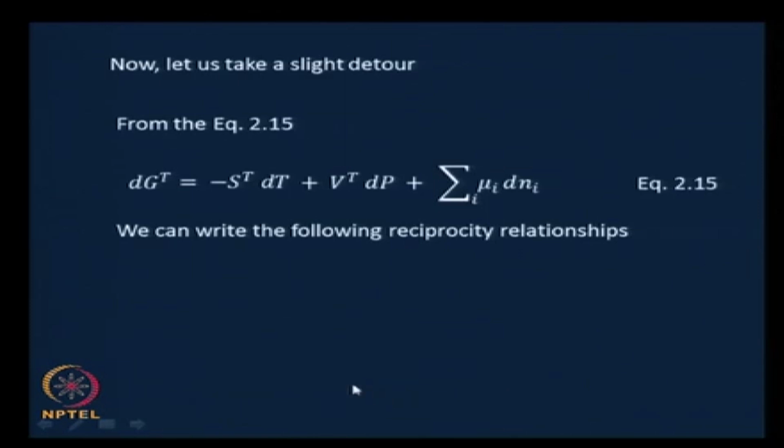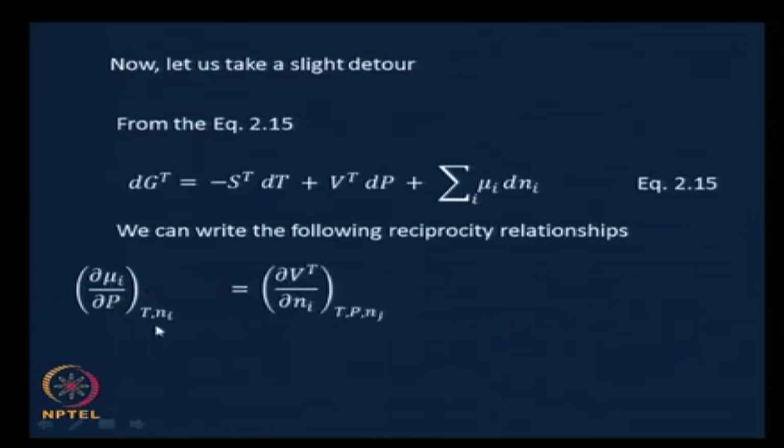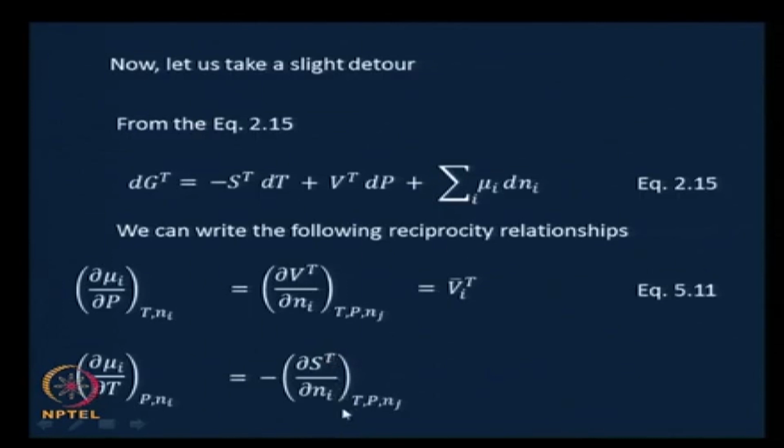We started with equation 215. We applied the reciprocity relationship between two of these things taken together. I think we took these two first and then these two to get ∂μ_i/∂P at constant T, n_i as ∂V/∂n_i at constant T, P, n_j, and this by definition became the partial molar volume of the component i. And ∂μ_i/∂T at constant P, n_i became minus ∂S/∂n_i at constant T, P, n_j, which by definition is the negative of the partial molar entropy of the component i.